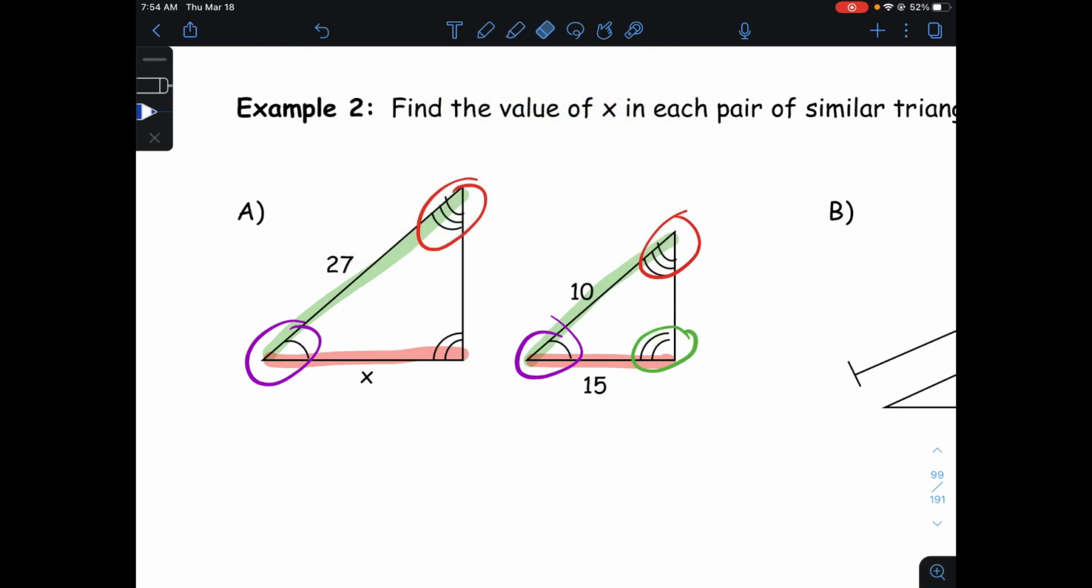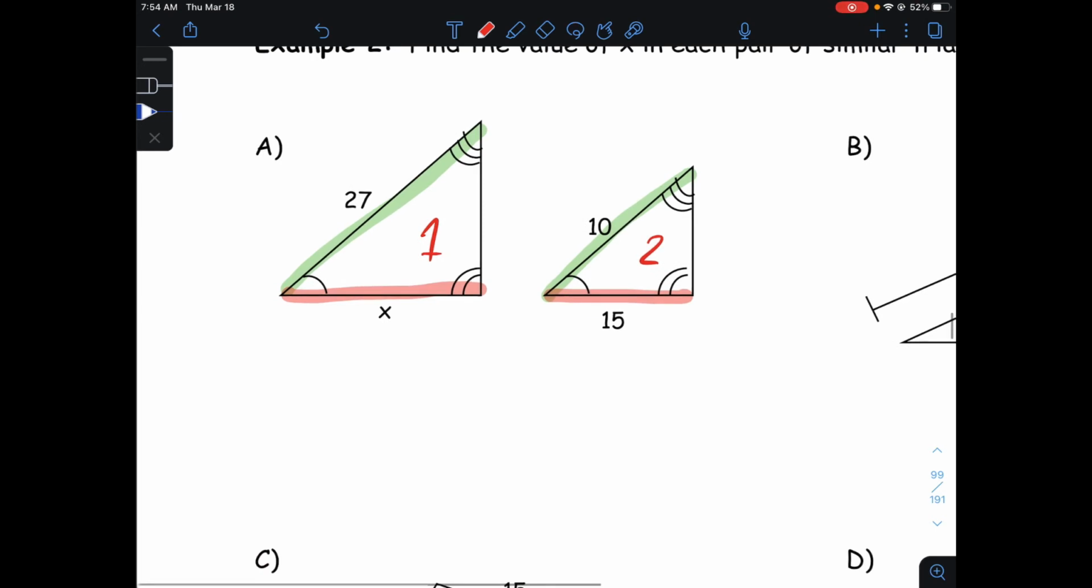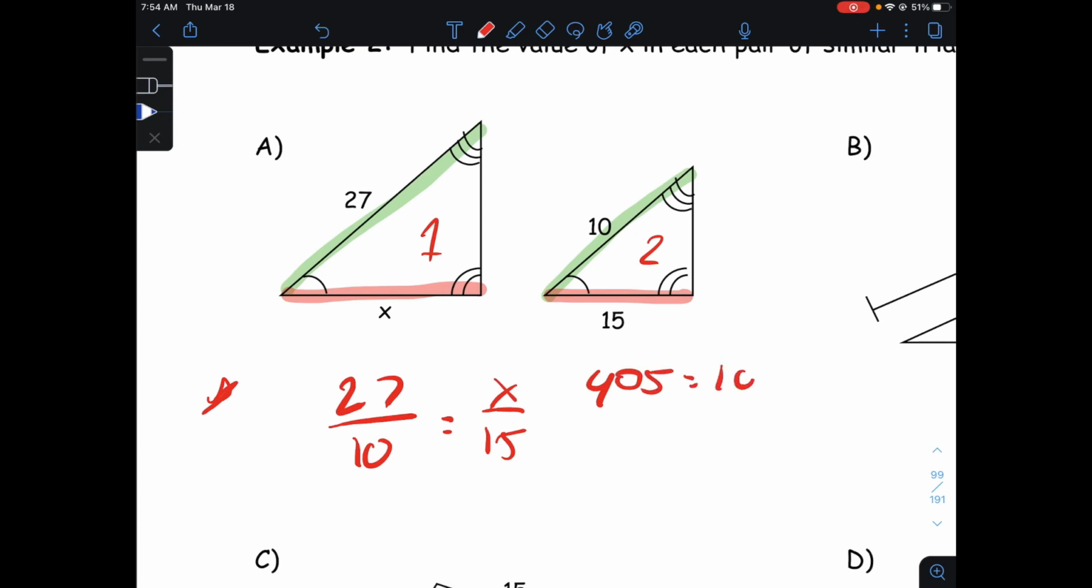So we could set up our similarity statement now. We got our highlighted colors in there. We'll do triangle 1, triangle 2. Or not even similarity statement, I'm sorry, our proportion. So we'll do 27 over 10 equals X over 15. So go ahead, solve that. You should be getting 405 equals 10x. Divide by 10, and you should get 40.5.